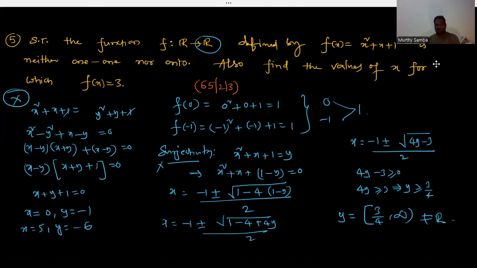So here it is given something, that also find the value of x for which f of x is equal to 3. f of x is equal to 3 in the sense what? You take x square plus x plus 1 and equate with 3 and get the values of x, right? I'm going to do this now.